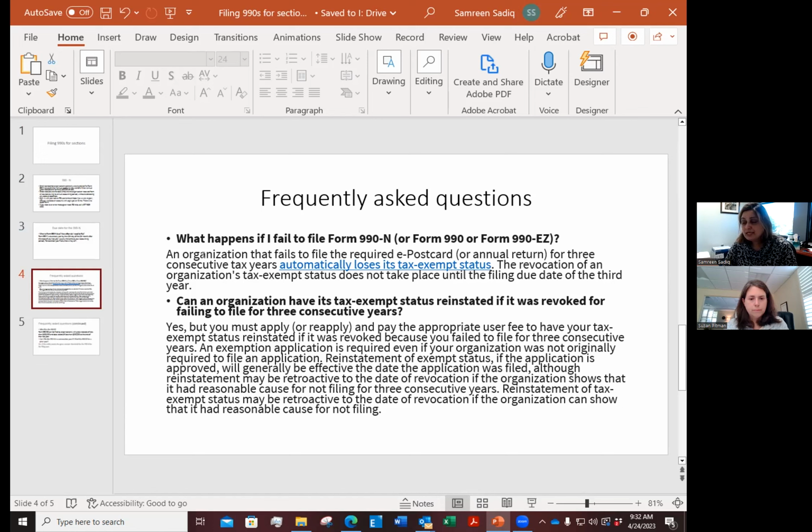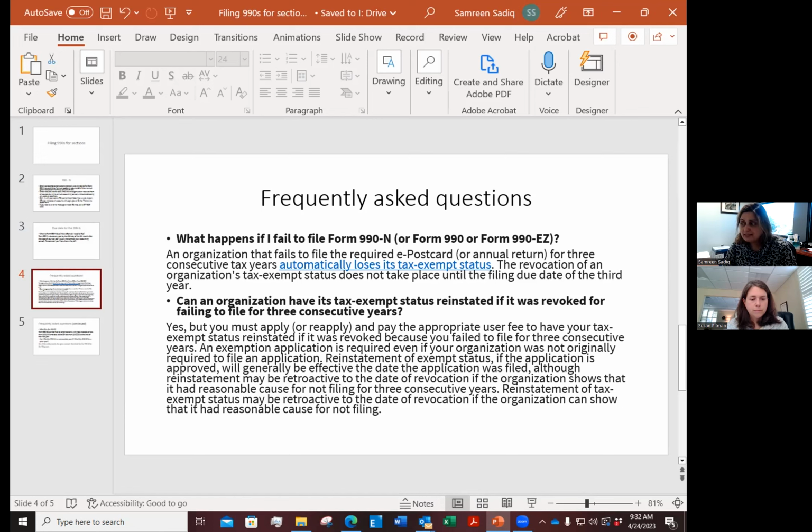Can an organization have its tax exempt status reinstated if it was revoked for failing to file for 3 consecutive years? Yes, but you must apply or reapply and pay the appropriate user fee to have your tax exempt status reinstated. An exemption application is required even if the organization was not originally required to file an application.